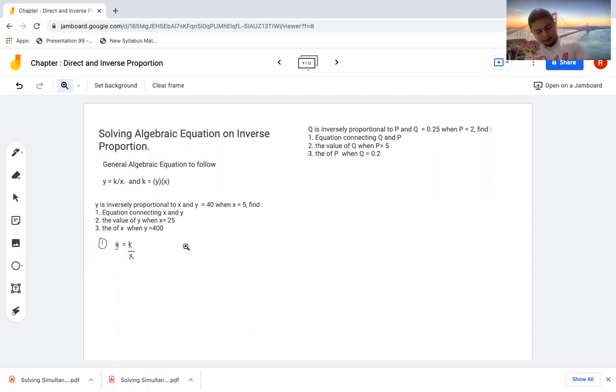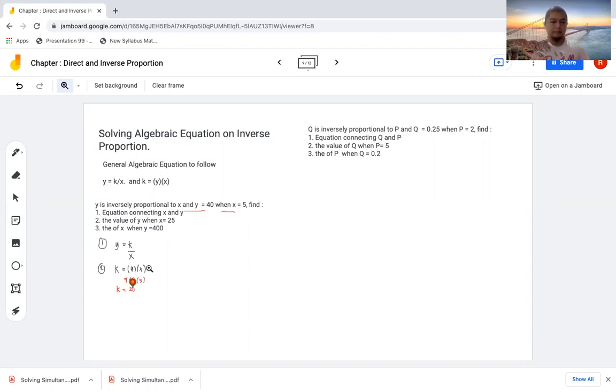And the next thing that you need to do is to solve for the value of k, knowing that k is equivalent to y times x. What you need to understand is that in the problem itself, you will be given the first values of y and x. So this is going to give us 40 times 5. Okay. So in this question, this will tell us that the value for k is now equivalent to 200.